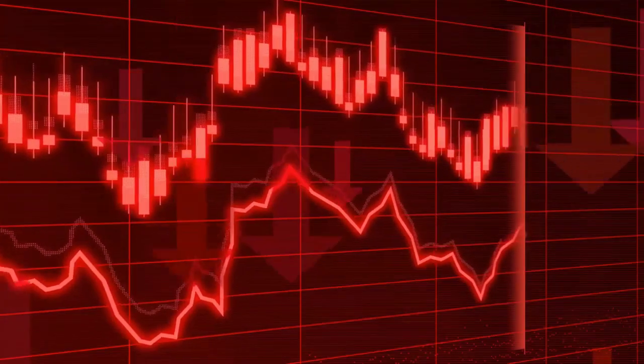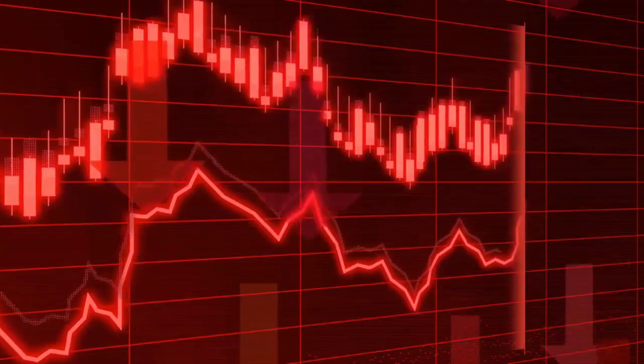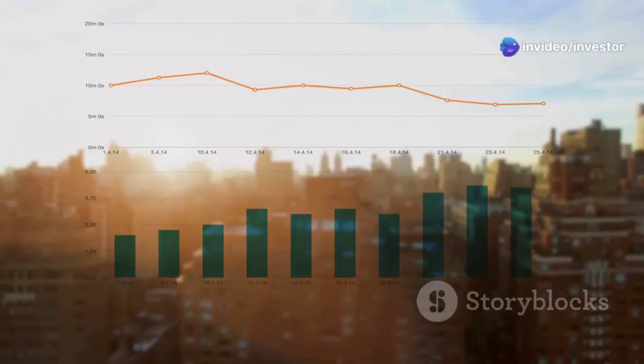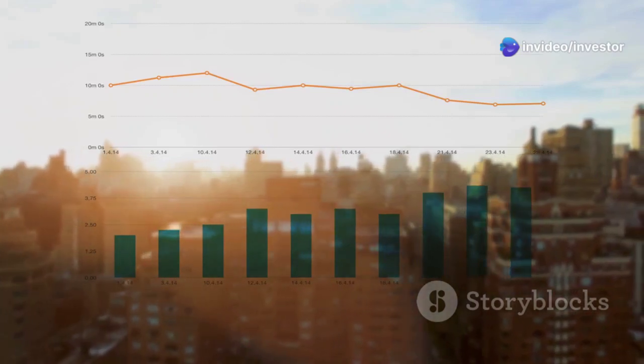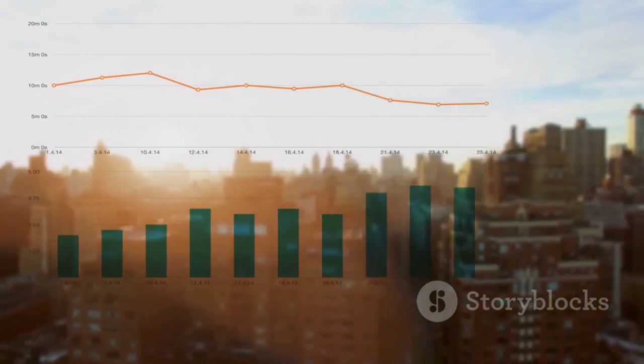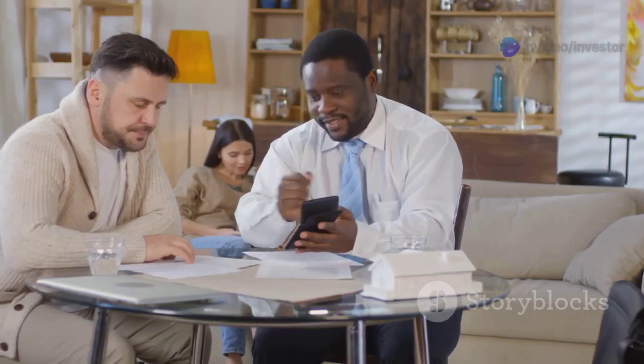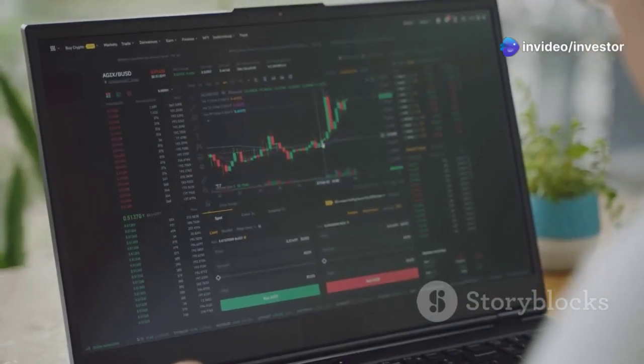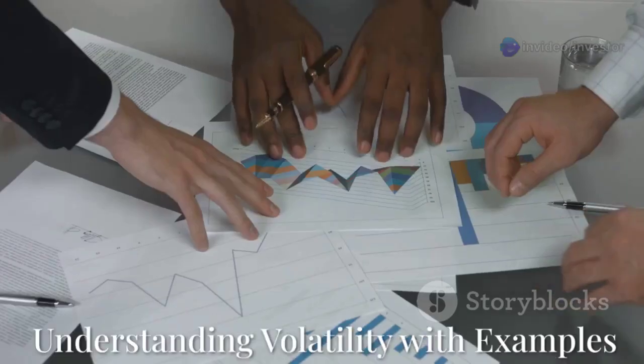A high standard deviation means the returns have been more volatile, with some years much higher than 8% and others much lower. A low standard deviation means the returns have been steadier, closer to that 8% average each year. Calculating standard deviation involves some complex math, but you don't need to be a mathematician to understand it. Many financial websites and resources provide the standard deviation for mutual funds and other investments.